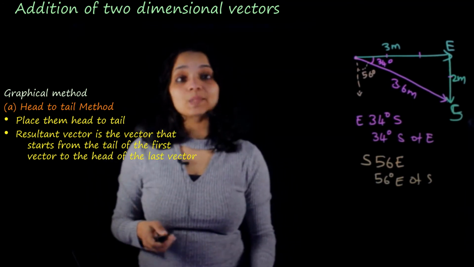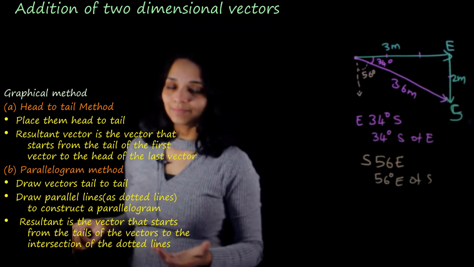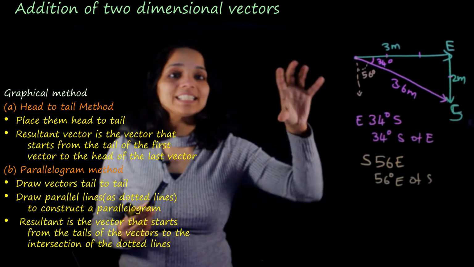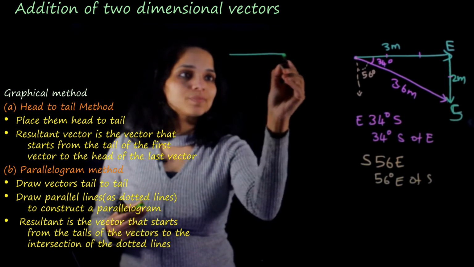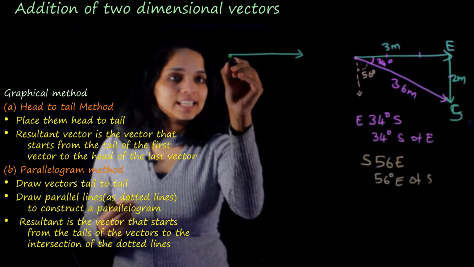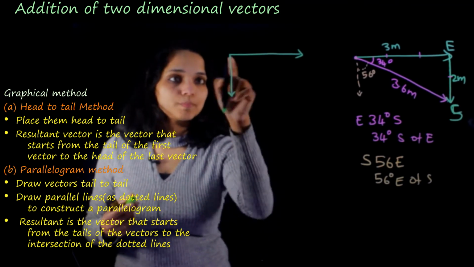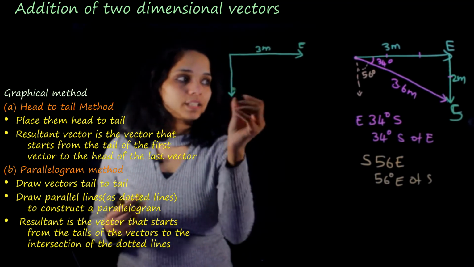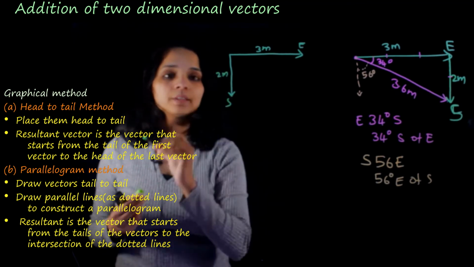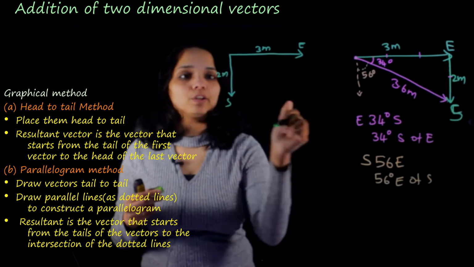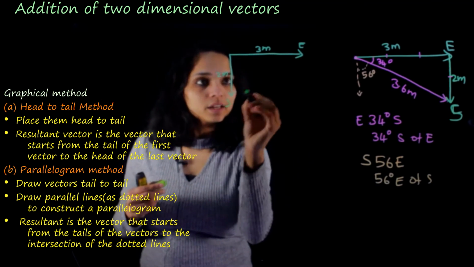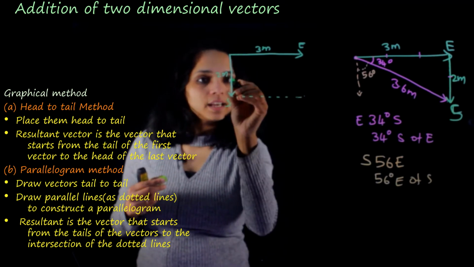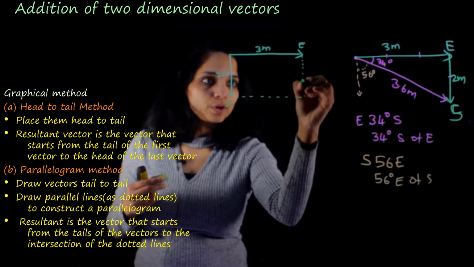So the second method is the parallelogram method. In the parallelogram method, it's quite similar to this one. So instead of making it head to tail, you place them with the tails matching. So you place this first vector here and then the second vector with the tail matching. Again, you have to move these vectors to make the tails together. So it's 3 meters to the east, and this is 2 meters to the south. And then you have to complete the parallelogram. So that means you need to draw a parallel line of this one, the 3 meter one, in here, use dotted lines, and then a parallel line for this one, and that's also a dotted line.